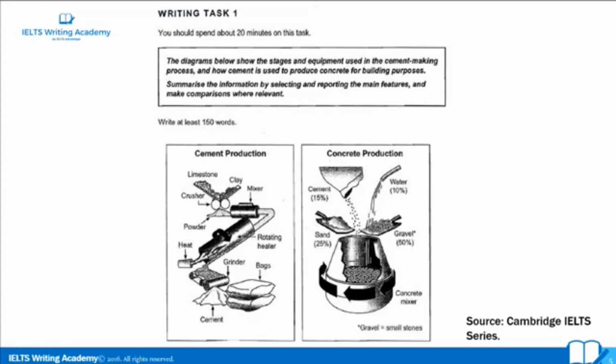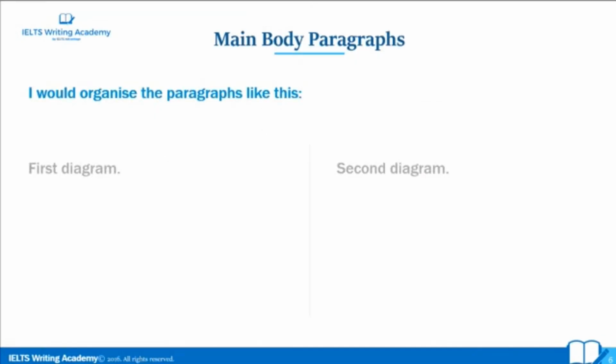Okay, so we have a few answers already. Optimistic Man, body 1, cement production, body 2, concrete production. Kana, same. Gyro, same. Ronalyn, same so far. You've only got one paragraph. Sona, same. Okay, so I think this is pretty obvious. I would organize the paragraphs like this: first diagram, second diagram. So there's absolutely no reason to overthink that.